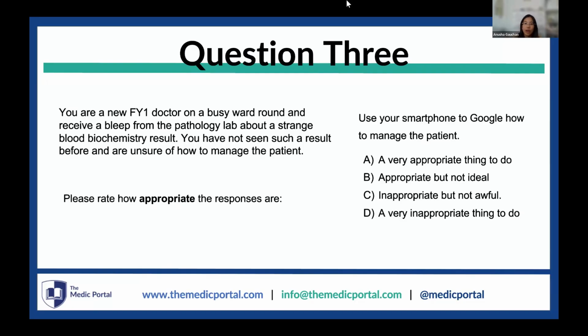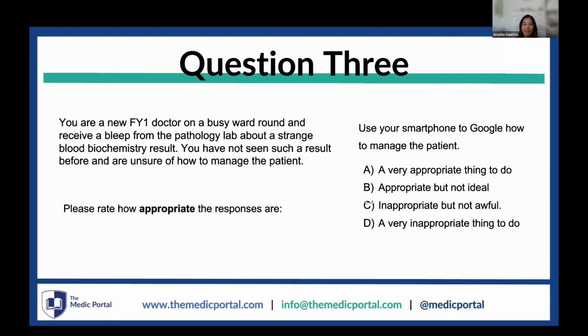Okay, so I think a lot of people had a go at this one already, which is great. So there's a bit of variety of answers. So looking at this one, you're an F1 doctor. So you're a doctor, but you're just new to your job completely. And you're on a busy ward round, and you receive a bleep from the pathology lab about a strange blood biochemistry result. You have not seen such a patient before and are unsure how to manage the patient. So how appropriate is this response?